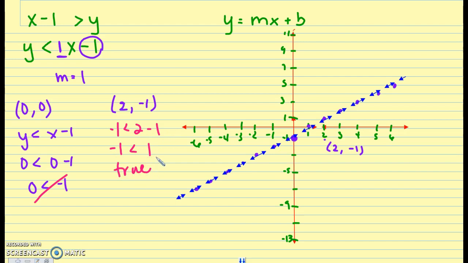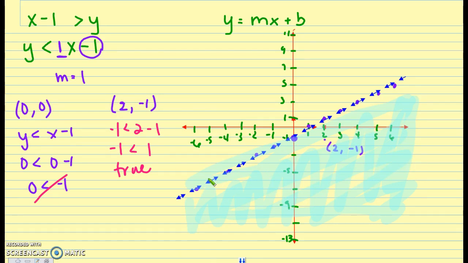That's true. So that means I'm going to shade the side of the line that gave me that true inequality. So I'm going to shade this region down here. So if you have highlighters, this would be a time to break out the highlighters and shade below the line. Okay?